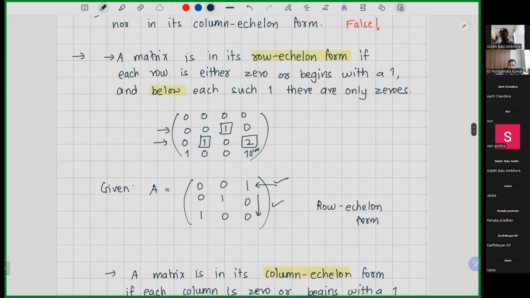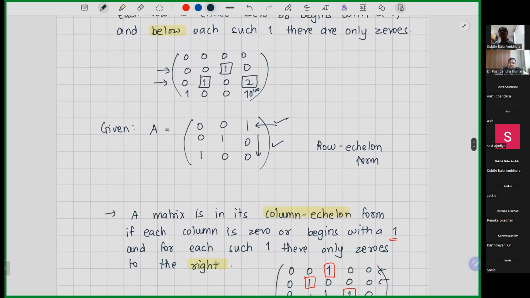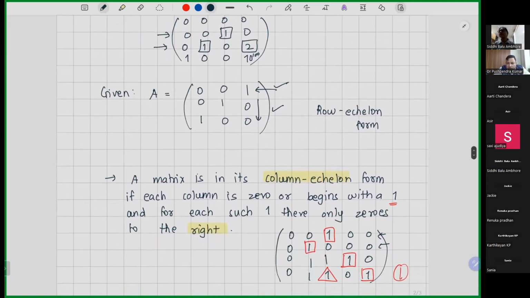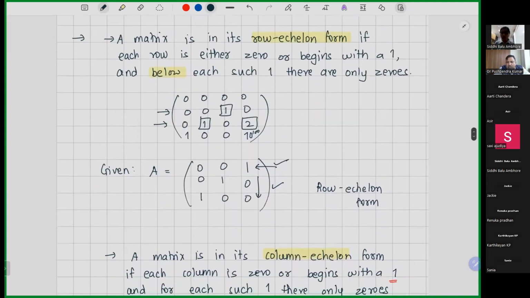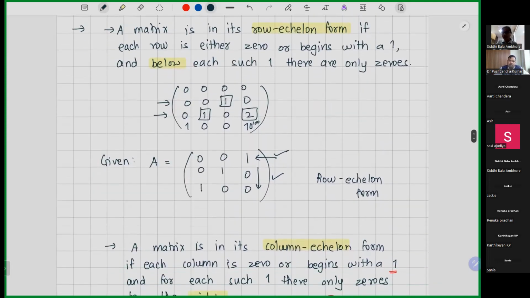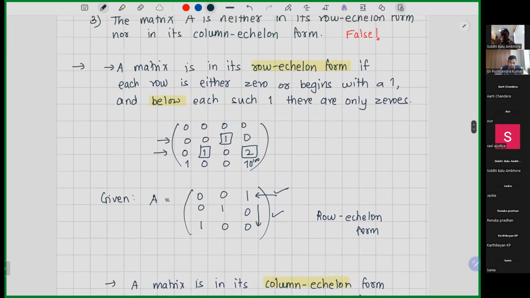Please ask. Ma'am, can you explain again the row echelon form and the column echelon form? Okay, so definitions I will again go through. So what it says is that I have to start checking. In row echelon form, I need to check the rows. So what I do, I check the rows from left to right. If the row entirely is 0, I am okay. I don't need to check anything, because they are saying each row is either 0. So if the row is 0, I don't care. But if the row has any non-zero entry, then that first non-zero entry must be 1.